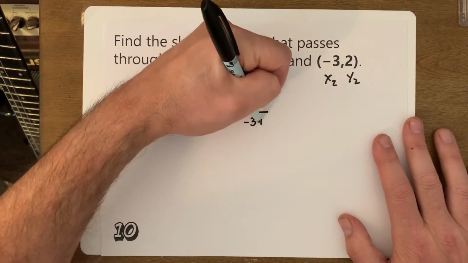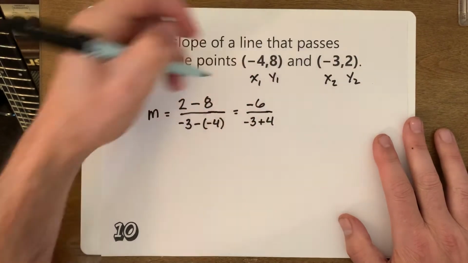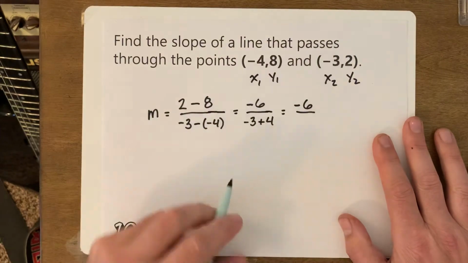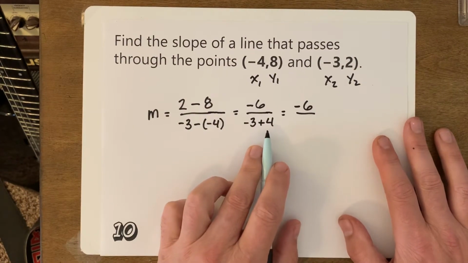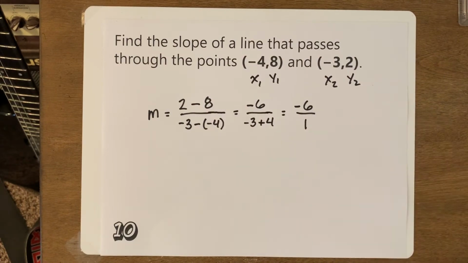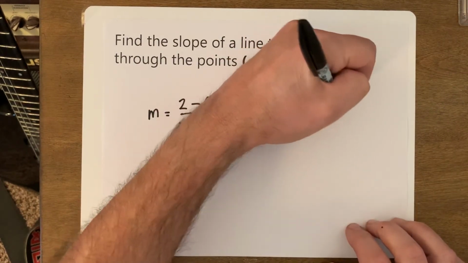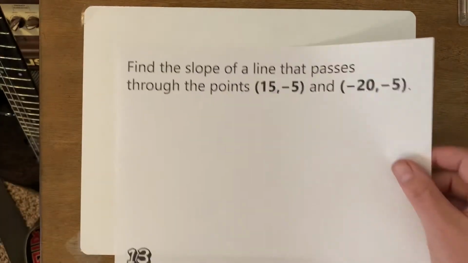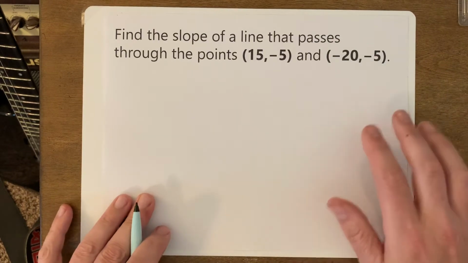-3 plus 4, right? Because two negatives make a positive. Okay, so that's going to be -6 over -3 plus 4, which is going to be 1. And -6 divided by 1, we can just go ahead and write that as -6 and be done with it. And so that is it for that one. Okay, let's try this one.